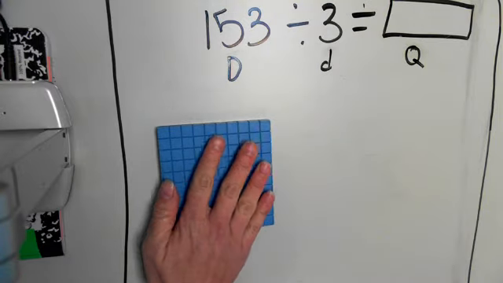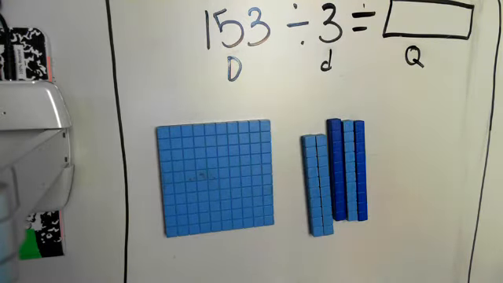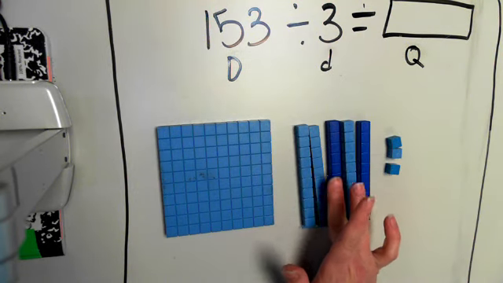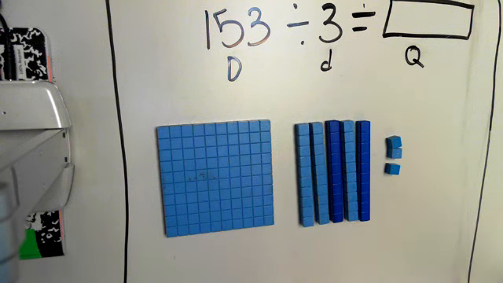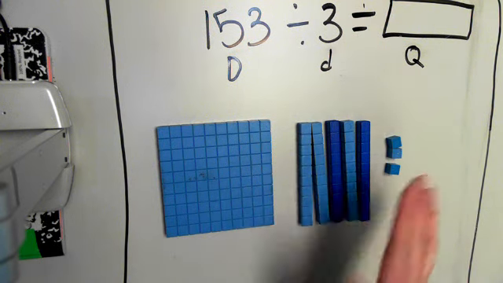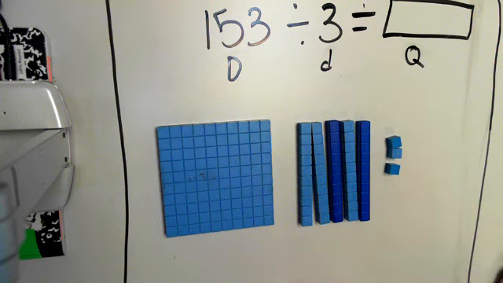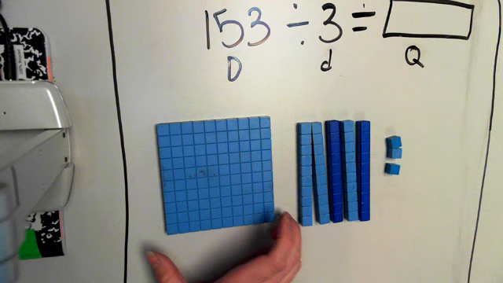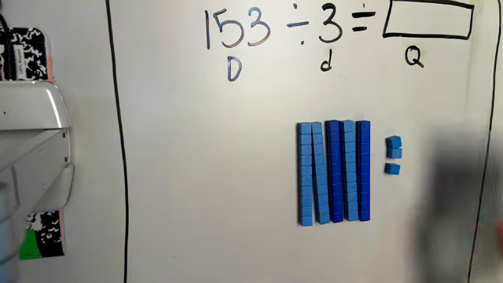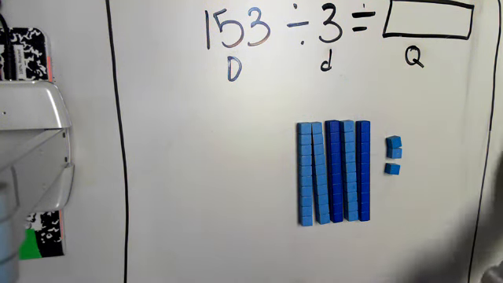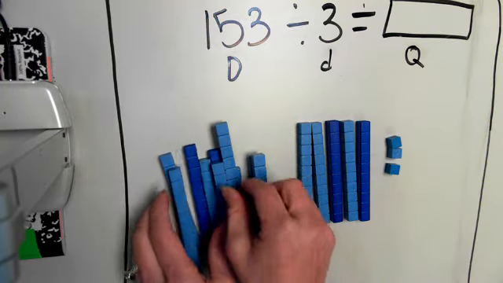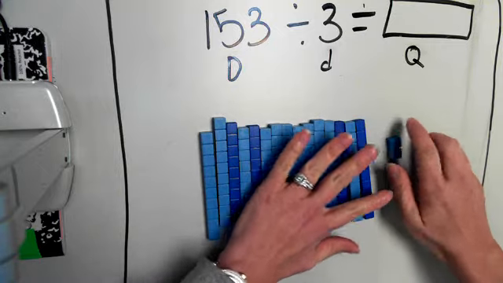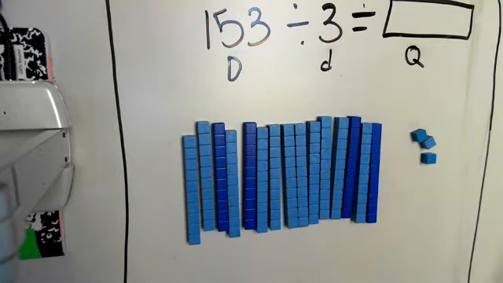So using my base 10 blocks, I have 153. This would be a model of what that number would look like with our base 10 blocks. Now I can't share my base 10 blocks like this. I can't make 3 groups of this 100. So my students know that they need to take this 100 and break it into its equal parts of 10s. Now that I have my equal parts of 10s, I have the same amount.